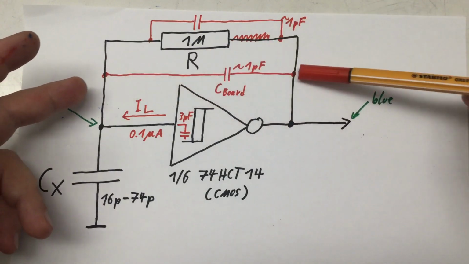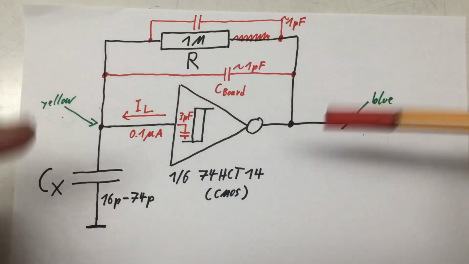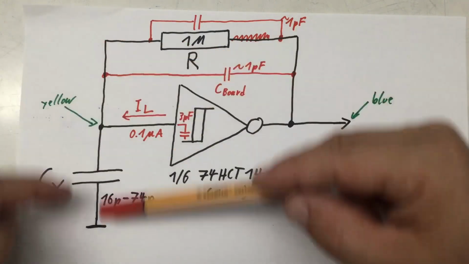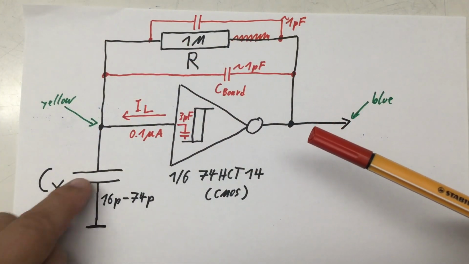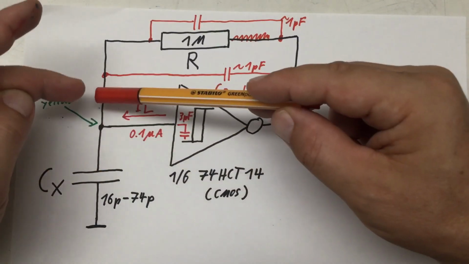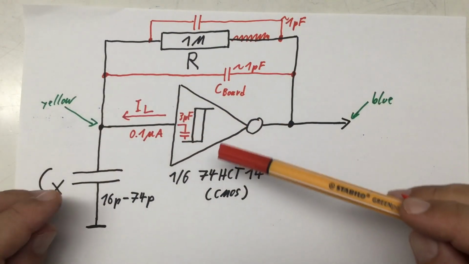Each time we change polarity at the output, it delivers a short current spike in or out of our capacitor and makes the voltage at that point jump up and down.